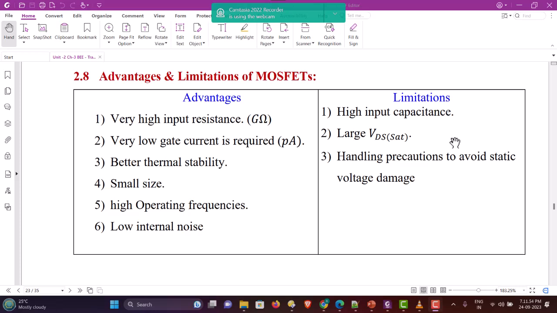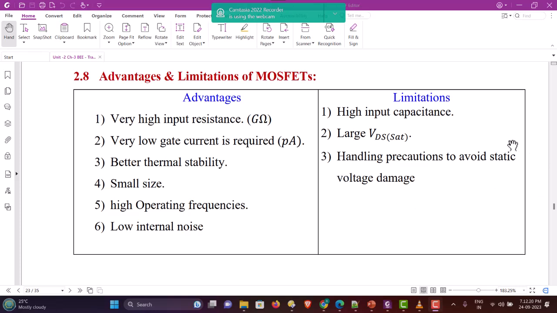But nowadays technology has evolved to a new level which controls the VDS SAT to a low level, or even better than VCE SAT of BJT. And therefore, in most applications, MOSFETs are virtually replacing all the BJTs and BJT circuits.